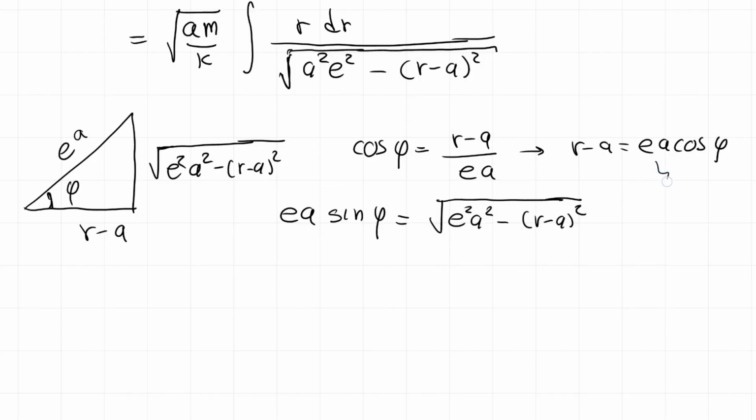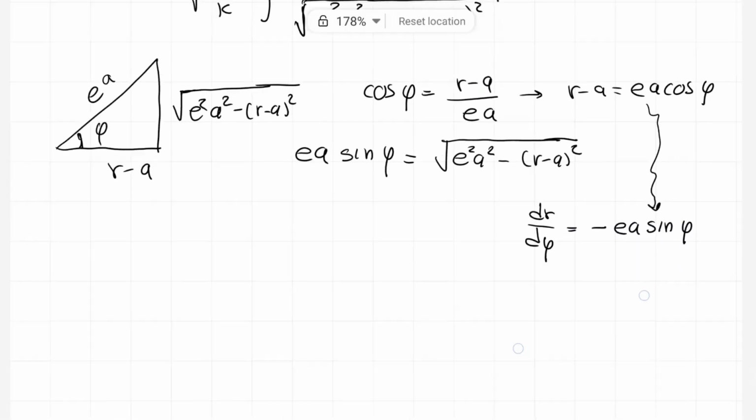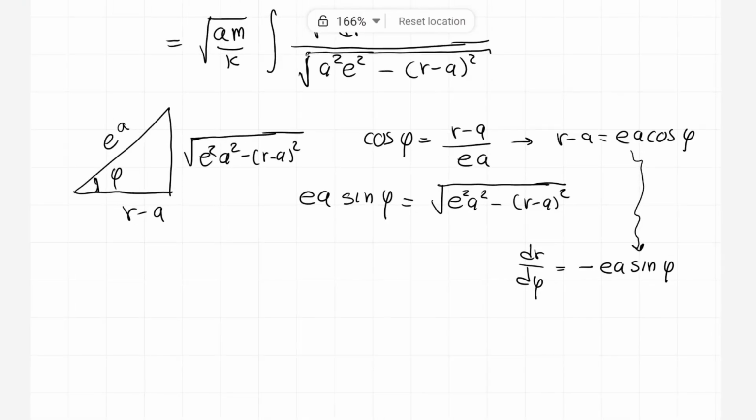And from here, we can take the derivative of r with respect to phi to see that this is just going to be negative EA sine of phi. So what happens if we substitute in our integral?